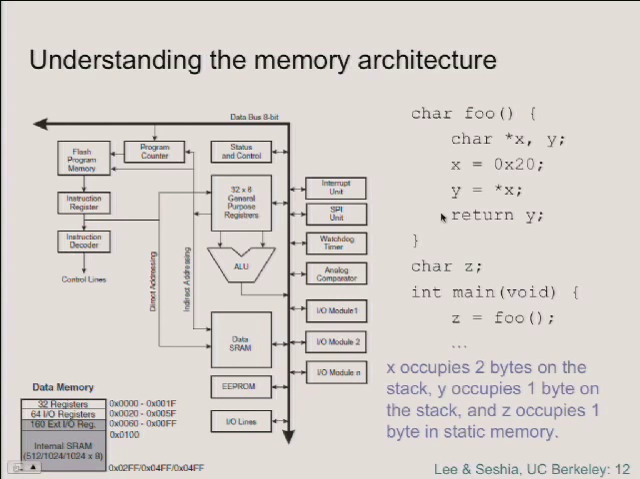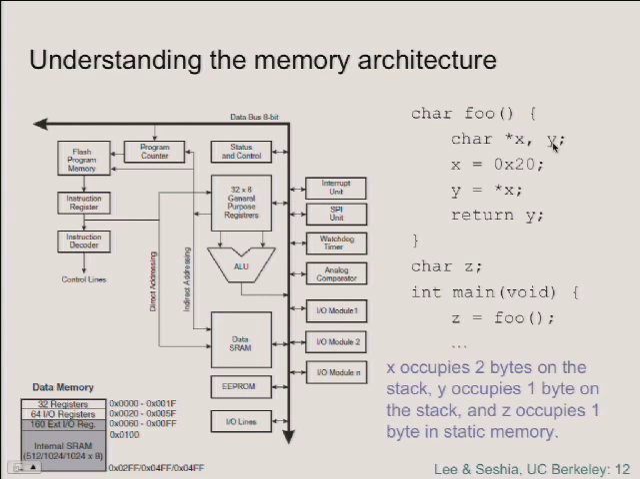The variable x is a pointer, so because this architecture uses 16-bit addresses, this pointer will occupy 2 bytes of memory. This variable is not a pointer, it's a data reference, so it's declared to be a char, which in C is defined to be a single byte, and consequently it'll occupy 1 byte of memory on the stack.